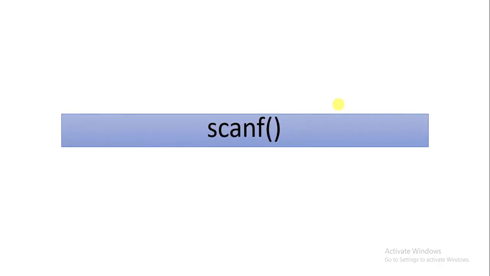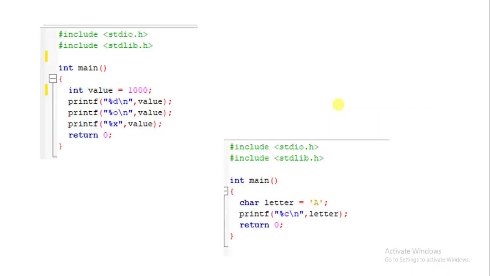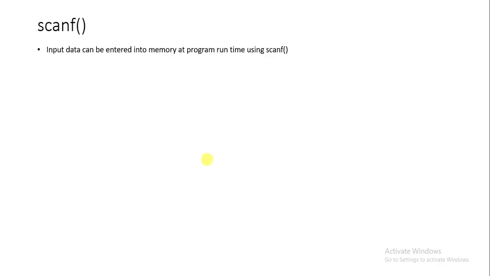Hello, welcome everyone. Today let us discuss the scanf function. These are the programs which we have seen in previous videos. Here in these two examples, we assign values to the variables while writing the code. But if we have a requirement to give a value for any variable during execution time, then we can use the scanf function. So using scanf, input data can be entered into the variable at program runtime.